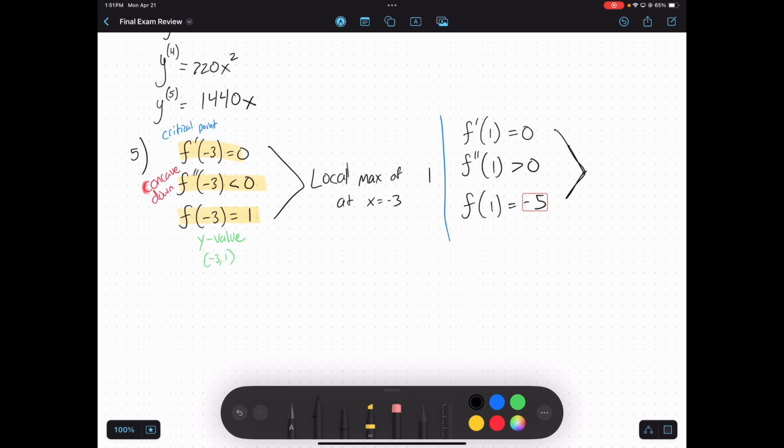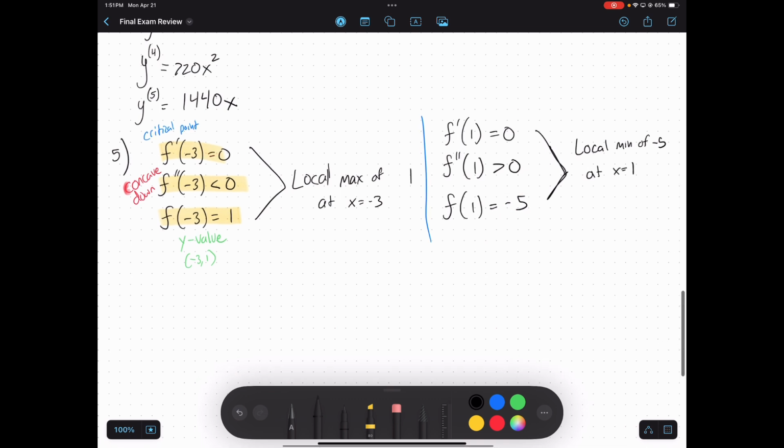What conclusion can I make? It's a local minimum of negative 5 at x equals 1. It's a critical point because the derivative is equal to 0. It's concave up, telling me it's a local minimum. And then, of course, the last one just tells me what the y value is.